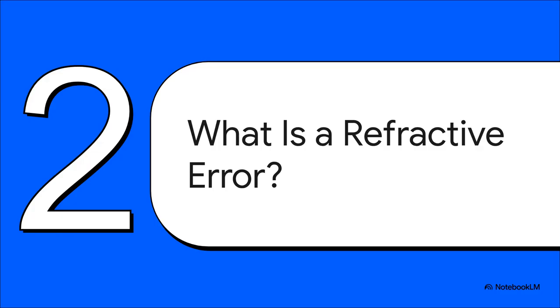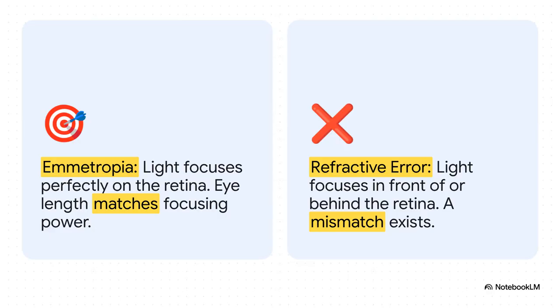Okay, so if emmetropia is the ideal state, the perfect balance, then a refractive error is, well, any time we deviate from that. So let's see exactly what that looks like. And this right here shows the whole story. With perfect vision, light hits its target. Bang, right on the retina. But with a refractive error, it misses. It either focuses in front of the retina, which gives you nearsightedness, or it focuses behind it, which is farsightedness. And the root cause is always that same fundamental problem, a mismatch between the eye's physical length and its optical power. It's a straight-up physics problem.